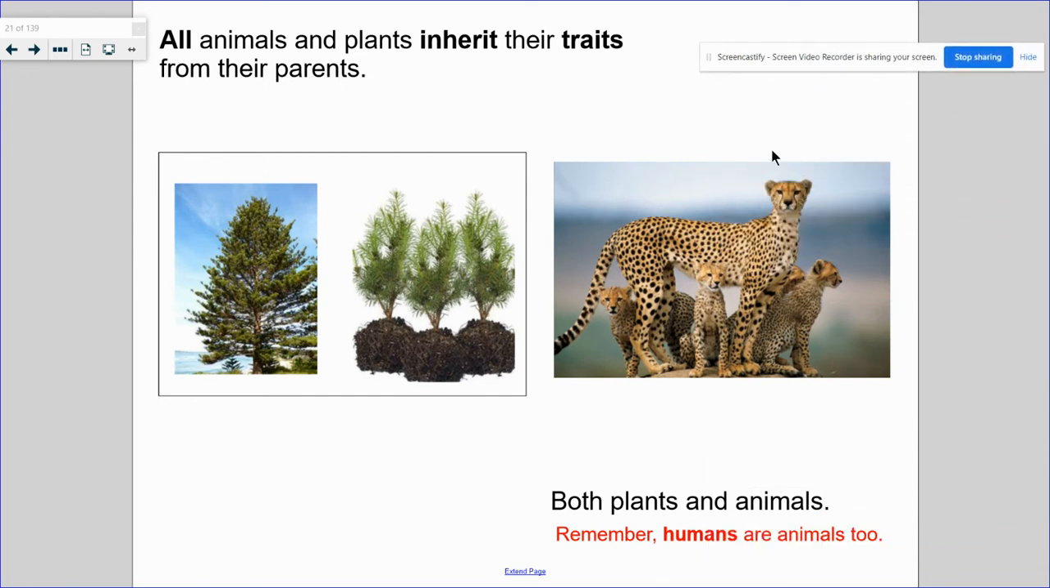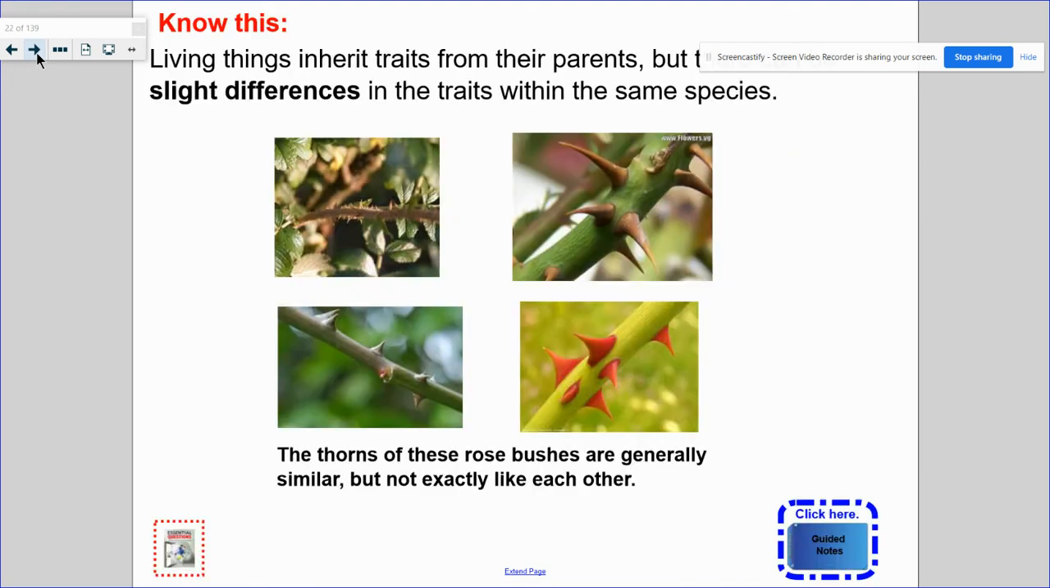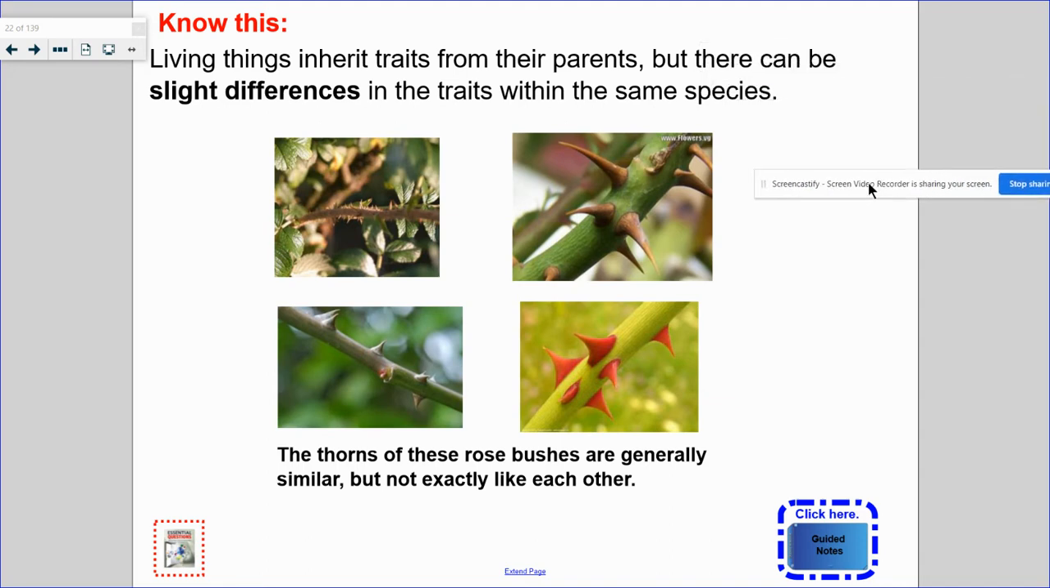Okay. Both plants and animals, remember, humans are animals too. So both plants and animals all have traits that they inherit from their parents. Know this: living things inherit traits from their parents, but there can be slight differences in the traits within the same species. So, even though we might get some traits, there might be differences that not always look exactly the same. So, for example, the thorns of these rose bushes are generally similar, but not exactly like each other.